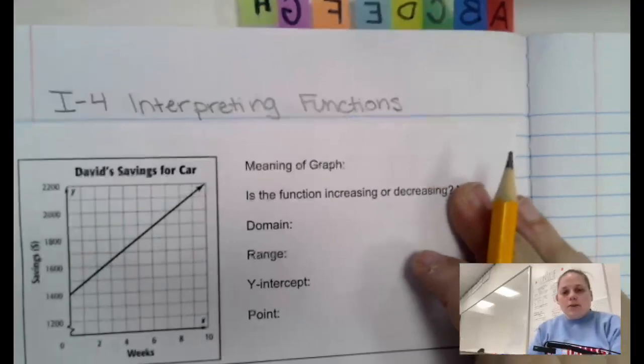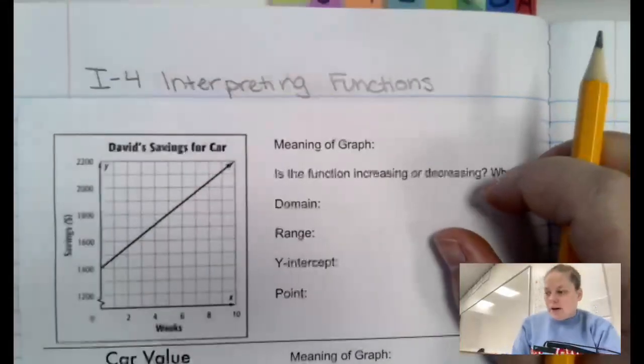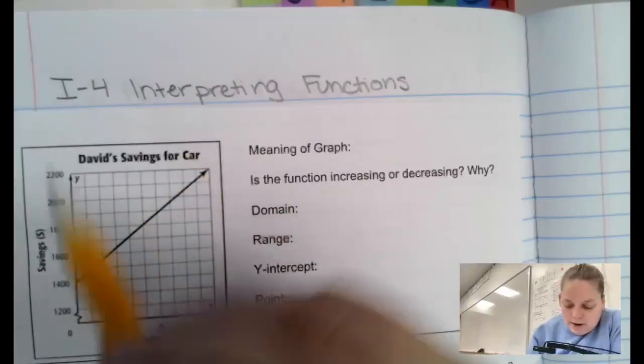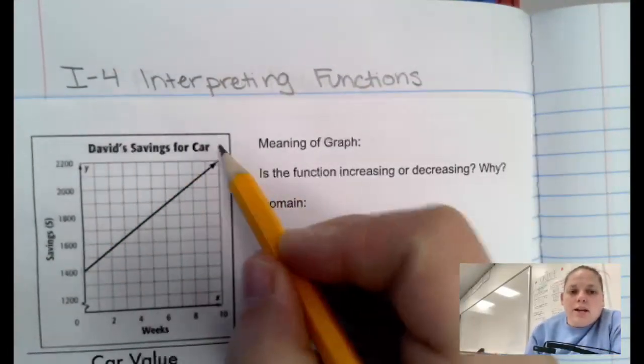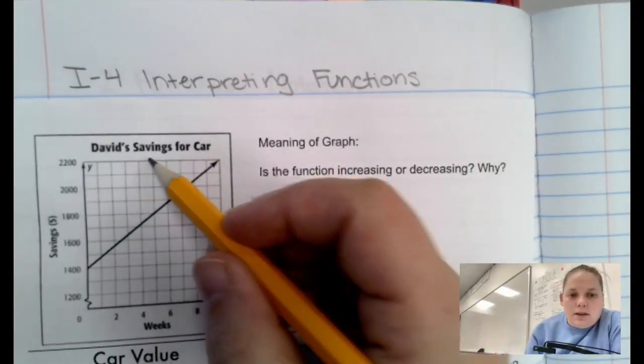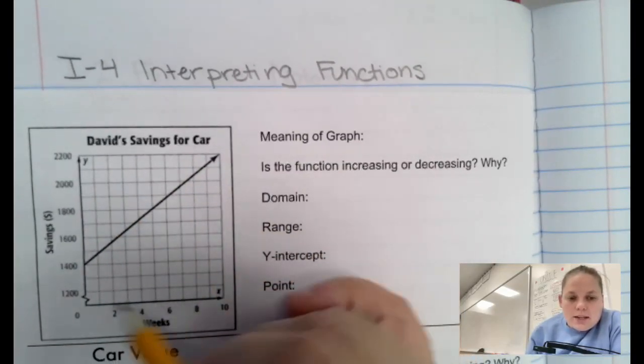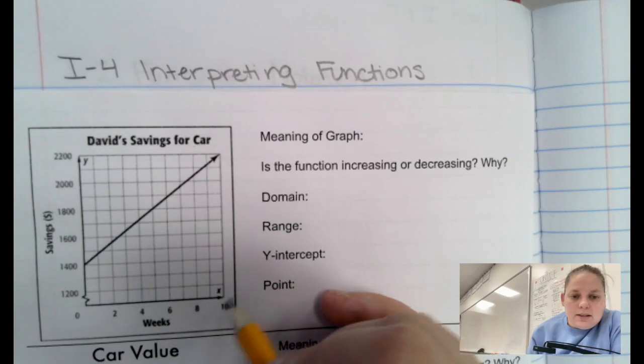Alright, David's savings for a car. What is our meaning for our graph? What is our big idea here? So when we look at a graph, a couple of things we want to look for. We want to look for the title, which says David's savings for a car. And then we want to look and see what our x and our y is. This is our x axis. It says x right there.